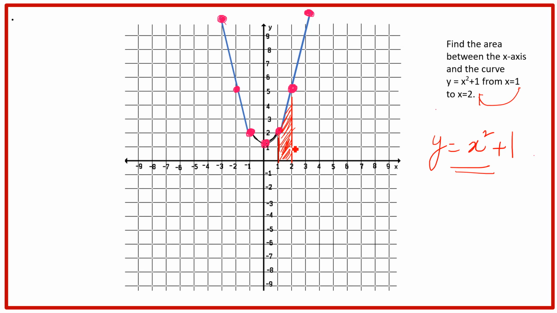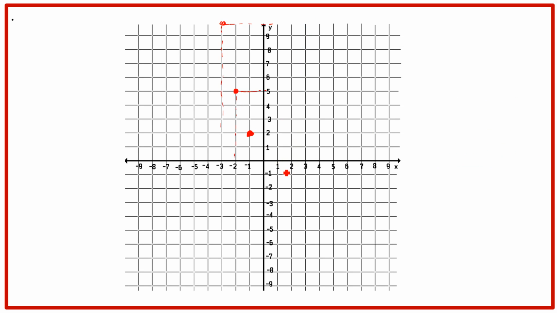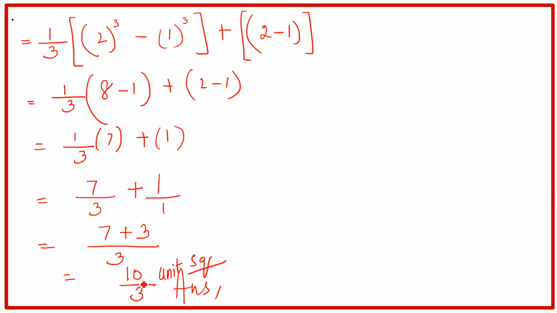This is the question. I hope this is clear. This is the optional part of the question, but here I have solved it for you in order to show you how this equation is called the curve. So this is the curve. But you have to solve your question, and the answer is 10 over 3 unit square.